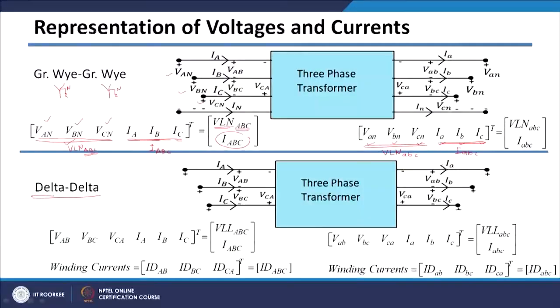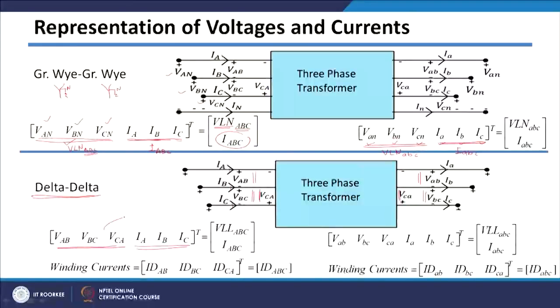Let us say if there is delta connection, in this case I am considering delta winding, so there will be no neutral. So in that case we can represent them using line to line voltages. So there will be VAB, VBC and VCA, and then there will be line currents IA, IB and IC, and on the secondary side also, since it is delta, there will be VAB, VBC and VCA voltages. So these three voltages are line to line voltages, and these are your line currents.